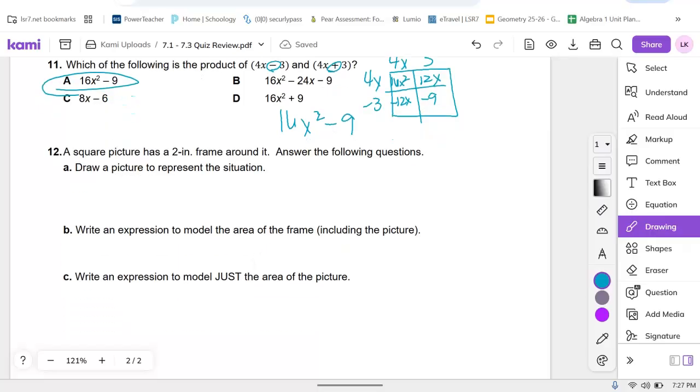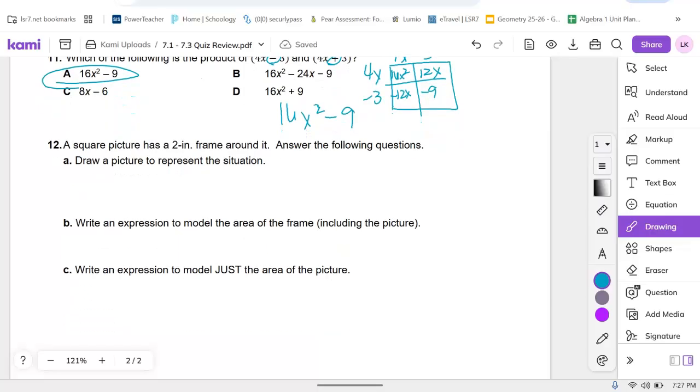So this is a square picture that has a 2-inch frame around it. Answer the following questions. First, draw a picture to represent the situation. So my picture just shows this. I have an x as my picture, and my frame is the 2 inches around it. Write an expression to model the area of the frame, including the picture. So that would be x plus 2 times x plus 2, which would then be x squared plus 4x plus 4.